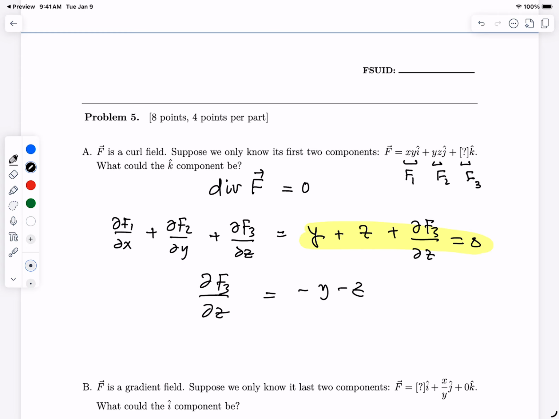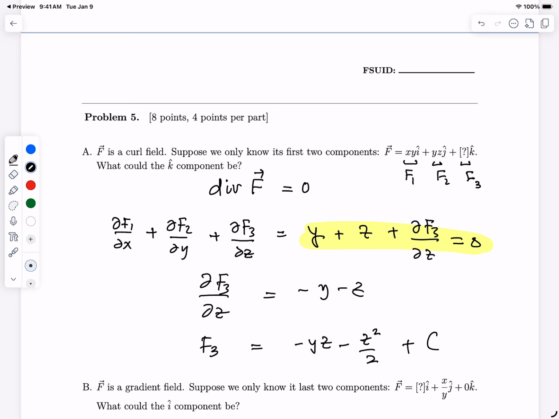Next, integrate with respect to z, which gives me negative yz, negative z squared over 2 plus c. Don't worry about that. It should be a function of x and y, then you need to evaluate what that function should be, but no need to worry about that. So negative yz, negative z squared over 2 plus c. So we can do that.